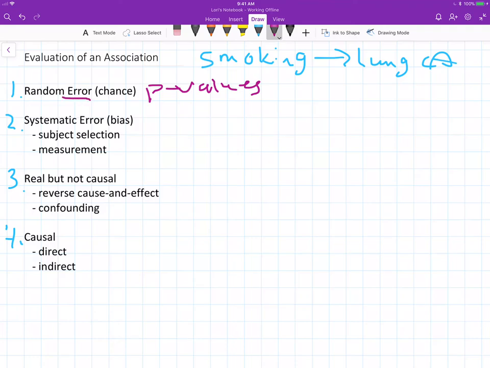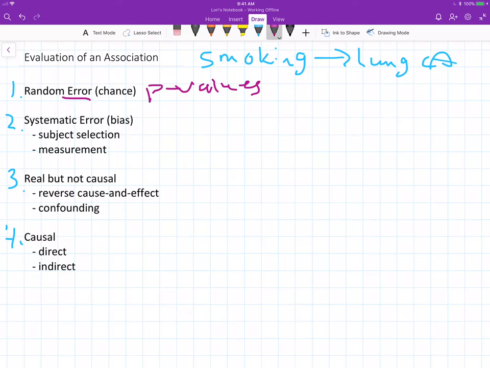The word error here means that I came up with the wrong conclusion. Error means I was wrong. And specifically with random error, that wrongness or that error can happen in either direction. And so it can be that I found that there was a strong positive or a strong negative association that really wasn't there. So that error means that I picked up on something that isn't really there. So error is one way of saying I came to the wrong conclusion.